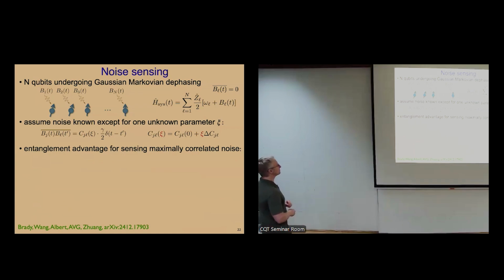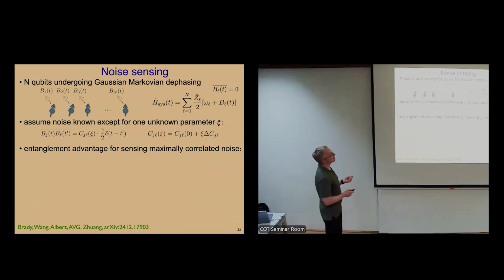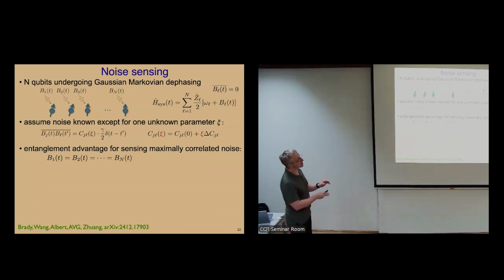So here's the first example. Suppose we have maximally correlated noise. So I'm going to assume that all of these fields are exactly equal. They're fluctuating, but they're fluctuating exactly together.